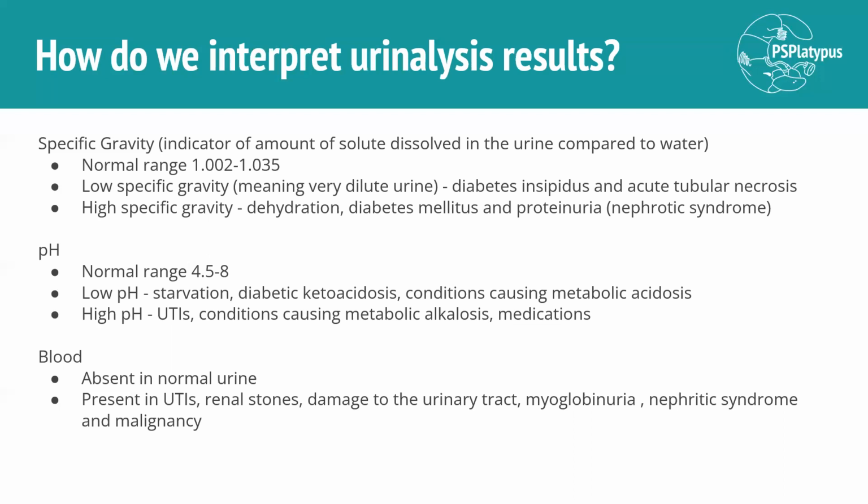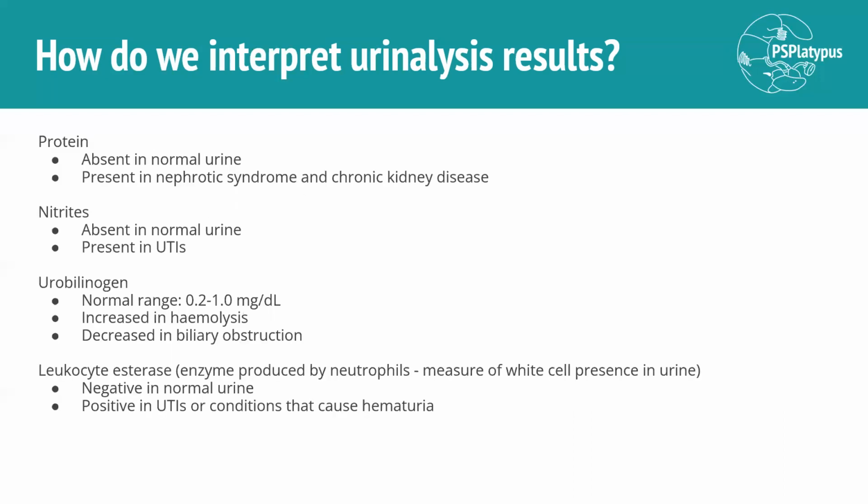Blood. Blood is typically absent in normal urine, but can be present in UTIs, renal stones, damage to the urinary tract, myoglobinuria, nephrotic syndrome, and malignancy. In terms of protein, protein is typically absent in normal urine, but may be present in nephrotic syndrome and chronic kidney disease.